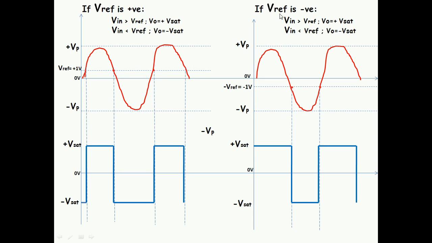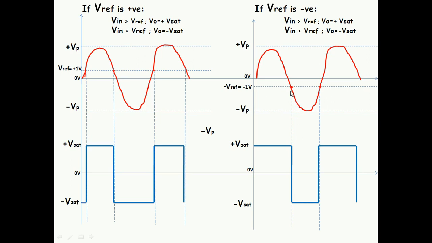Okay, second case, considering V reference as negative. Let's take V reference as minus 1 volt. Since it is negative, it is drawn below the zero reference. Now let's take again the two conditions, whether V in is greater than V reference or less than V reference. Here you can see V in is greater than minus 1 volt. When V in is greater than minus 1 volt, the output voltage is plus V saturation. When V in becomes equal to minus 1 volt, it switches from plus V sat to minus V sat.